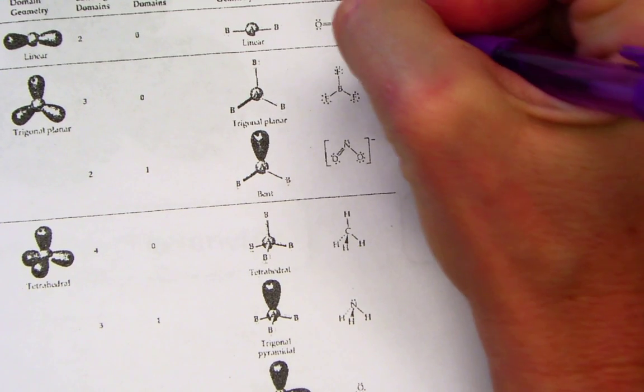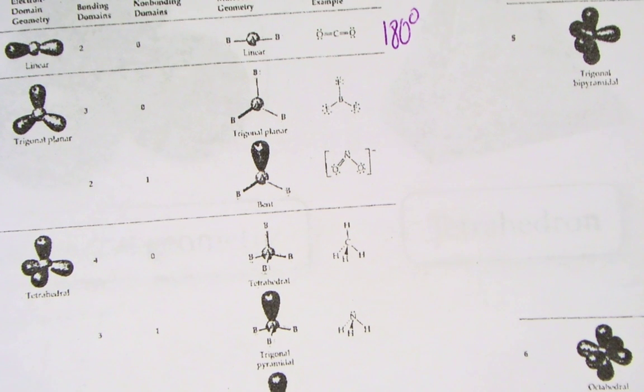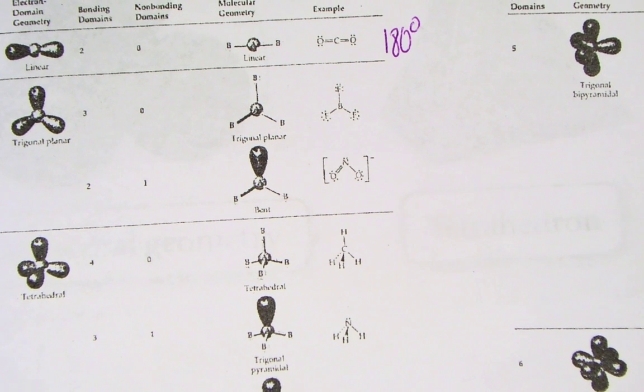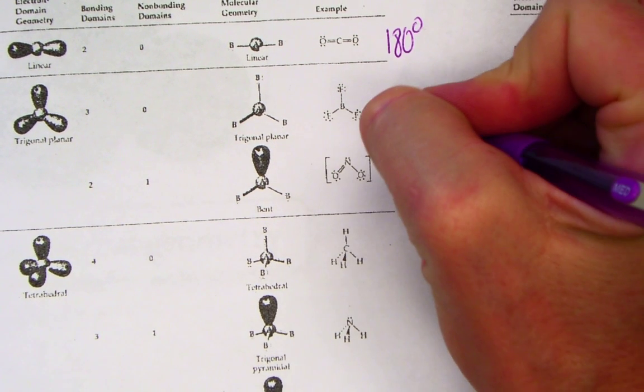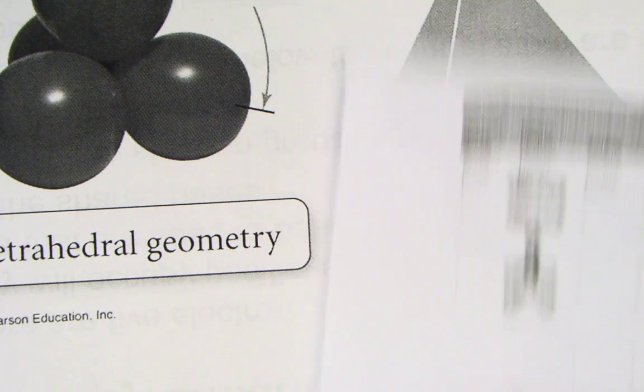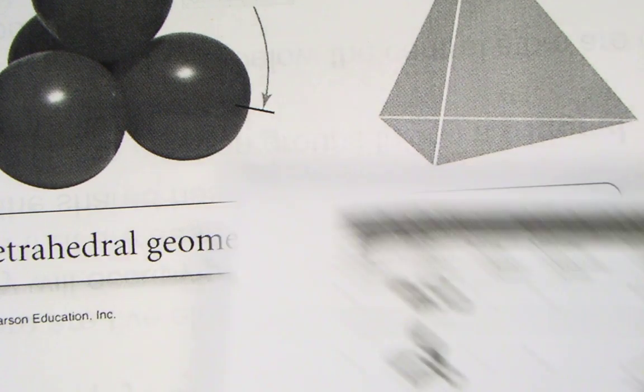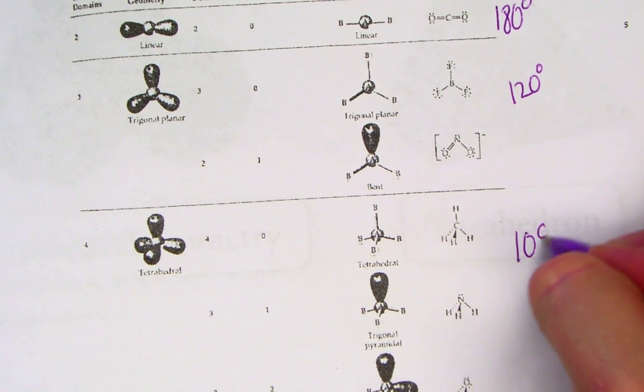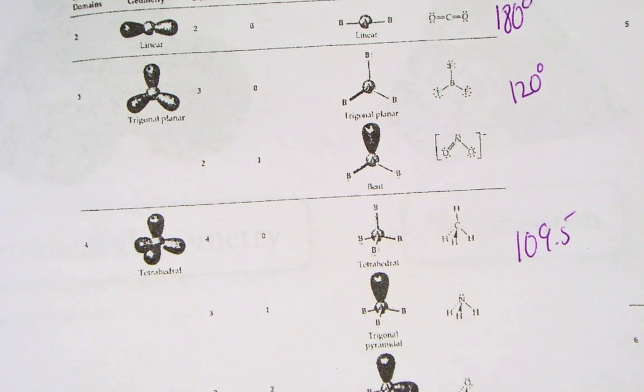We said these were 180 degrees for linear, that a triangle has 120 degrees, trigonal planar triangle. And now we're seeing here 109.5 for the bond angles in a tetrahedron.